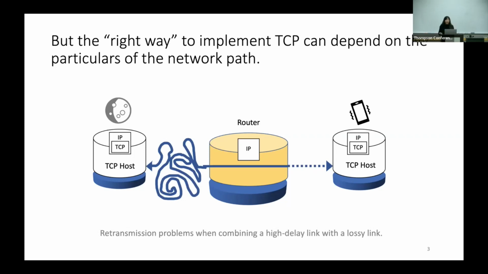But in practice, the right way to implement TCP depends on the particulars of the network path. On the left, we have a high delay satellite link connecting the router to the moon. On the right, we have a shorter but lossier link, such as a cellular network or Wi-Fi. If the host on the right sends a packet to the moon, it could take a long time for it to receive this acknowledgement because of the high delay link, and then that acknowledgement could even be dropped. But what if the routers knew about TCP?